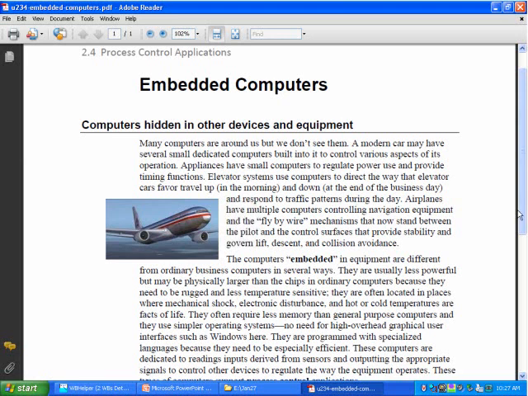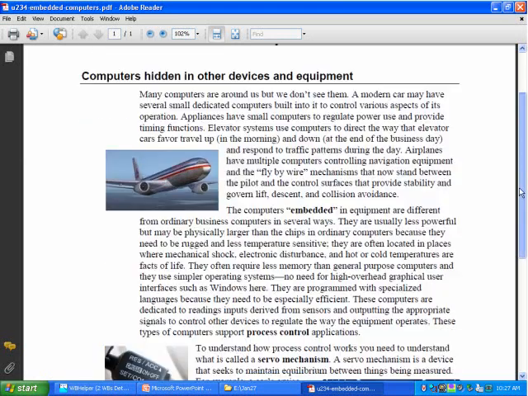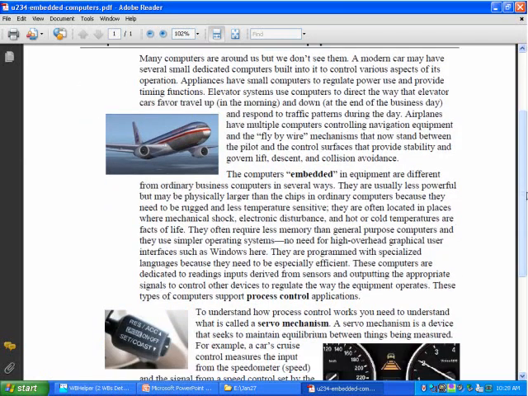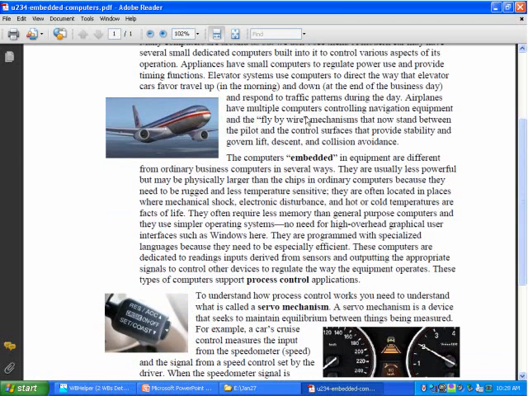Well, in any case, here's one of the more interesting ways that these embedded computers are used. You might have heard the term fly-by-wire used in connection with newer aircraft.